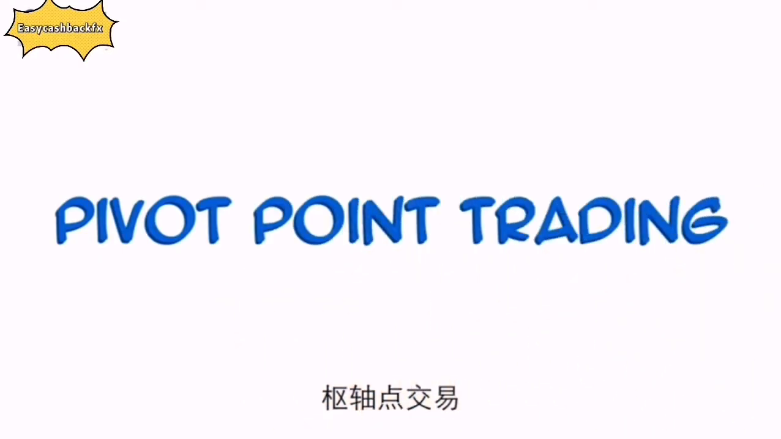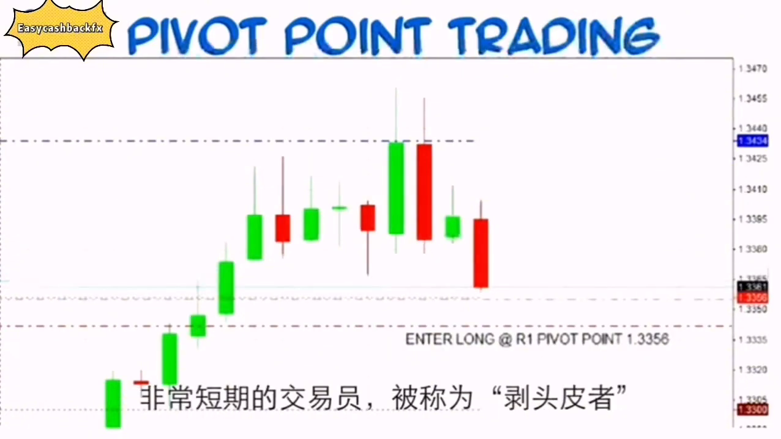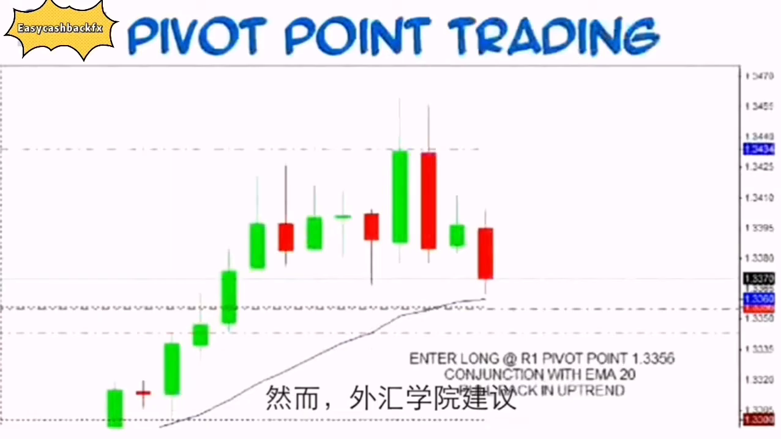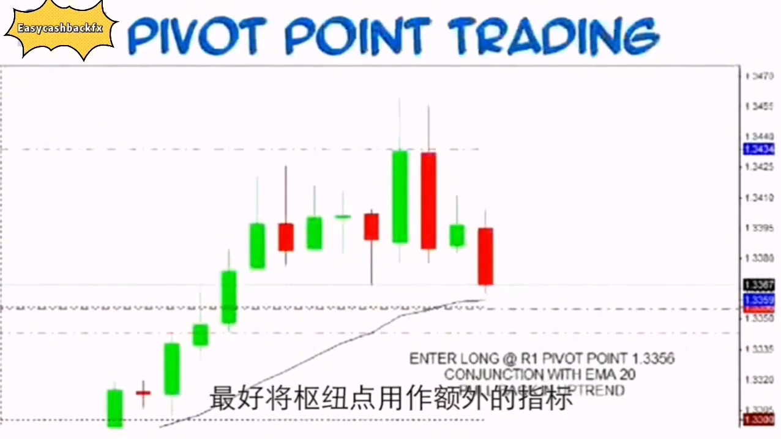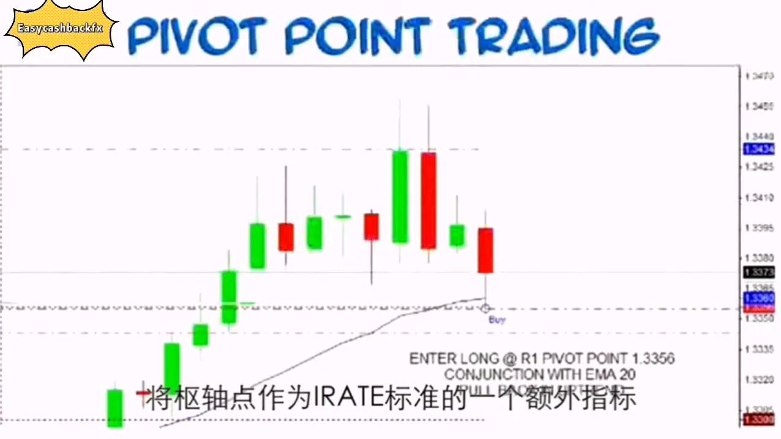Pivot point trading. Some traders use trading strategies based only on the price's relation to certain pivot points. Very short-term traders, known as scalpers, like to use pivot points to make small, fast profits under certain conditions. However, FX Academy recommends that pivot points are best used as additional indicators to give extra weight to a support and resistance level that has already been identified by some other means, as an additional indicator within the I-rate criteria.